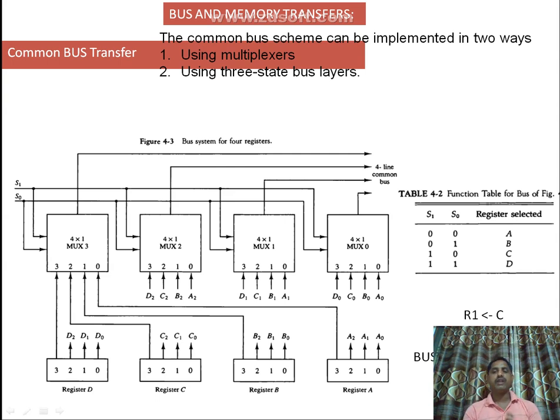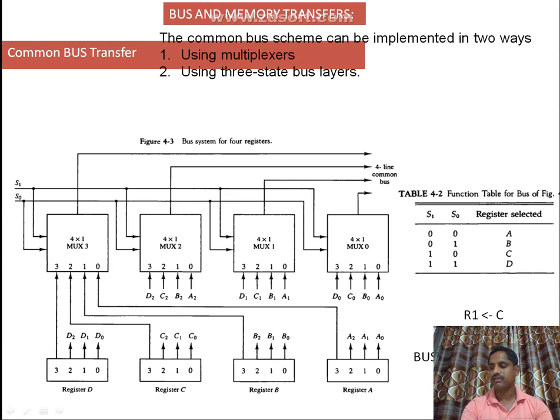Whenever we have to transfer data from one register to another, the number of connections, the number of wires, will be excessive. In that case, we can use multiplexers. A more efficient scheme for transferring information between registers in a multiple-register configuration is a common bus system. One way to construct the common bus is with multiplexers. The multiplexer selects the source register whose binary information is placed on the bus.